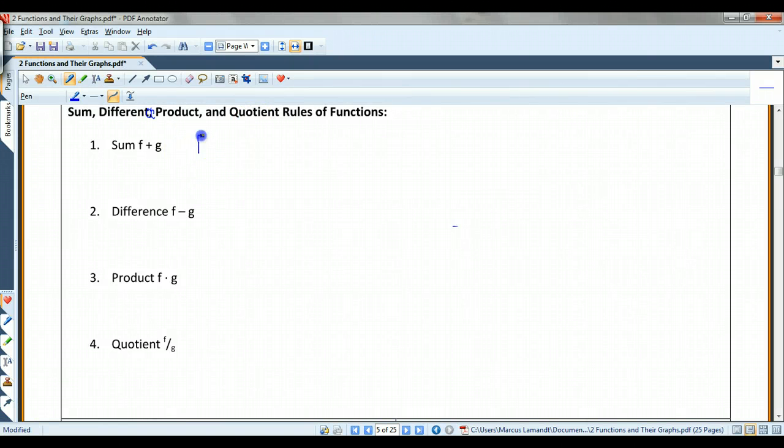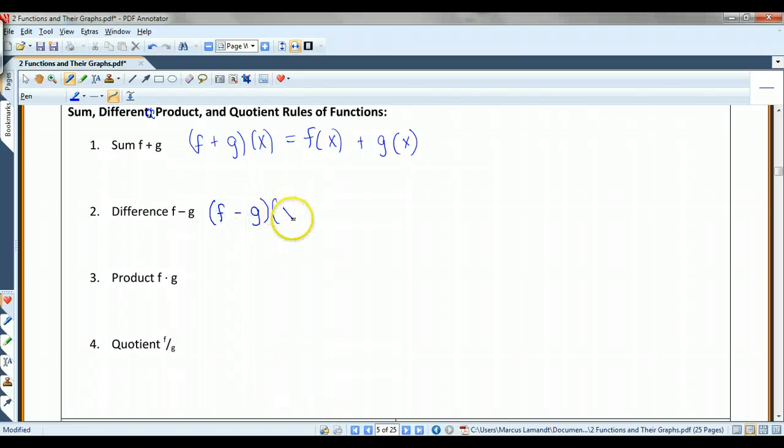F plus G of X is basically just F of X plus G of X. So just take the two functions and add them together. Same thing with subtraction. F minus G of X is the same as F of X minus G of X.